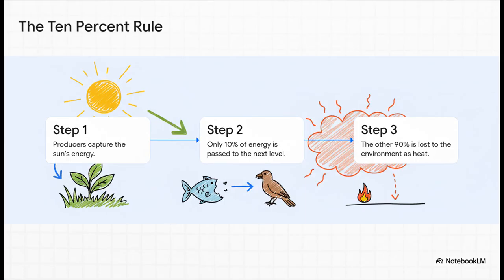So here's the deal. Plants capture energy from the sun. But when an herbivore eats that plant, it only gets to hang on to about 10% of that energy to build its own body. The other 90%? Well, that gets burned up just by the plant living its life, or it's lost as heat. And this happens at every single step up the food chain.